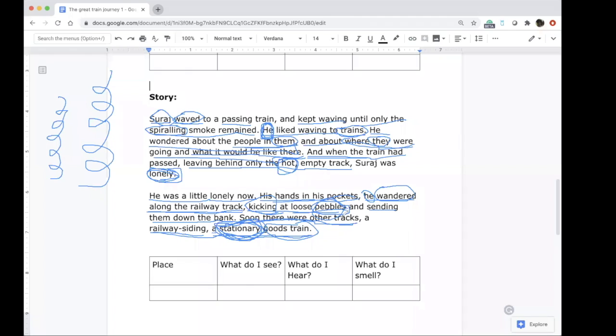Soon there were other tracks. While he kept on walking, he saw some other tracks, a railway siding, a place where the trains can stop, and a stationary goods train. A stationary goods train. Goods trains mean a luggage carrier. A train that carries only luggage, not people. That is a goods train. A stationary goods train. That means the train is not moving. The train is at a stop. Okay, that is how you should read a paragraph.